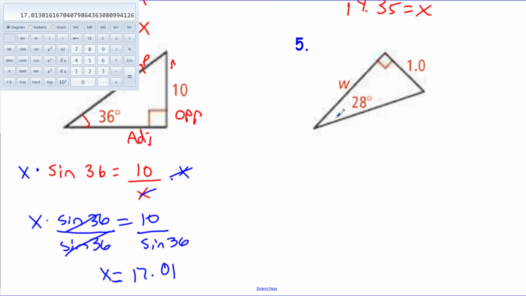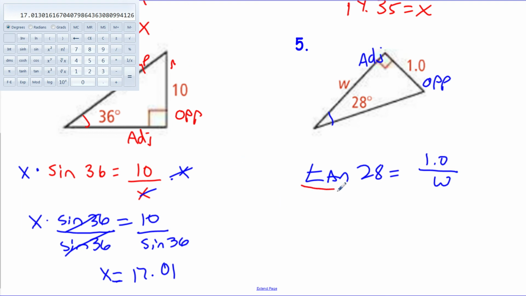Okay, so in this problem, again, here's my reference angle, 28. And I'm going to say opposite is 1.0, right? So this is opposite. And adjacent is w. So it looks like this is a tangent problem, right? We don't know hypotenuse. So I'm going to say the tangent of 28 is equal to 1.0 over w. So again, I have this situation where the variable's in the denominator, and on the left-hand problem, I multiplied both sides by x, and so I could do that here with w, right? But here's a nice little trick just to save you a step.